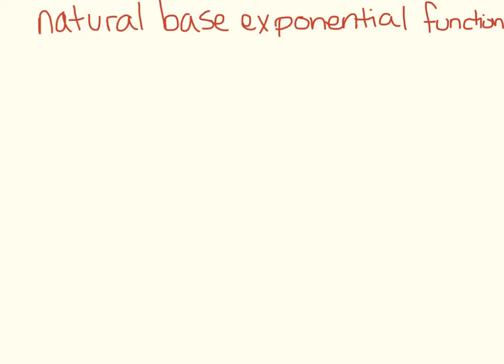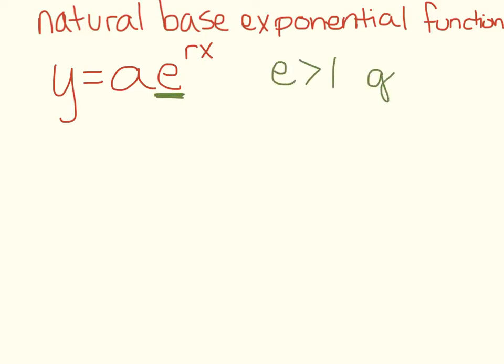All right, now we're going to apply this to the exponentials that we've been doing. Your natural base exponential function is going to be y equals, and then we might have some a value in front of it, and then e, and then we'll put to the rx. So basically, exponential growth and decay, only e is our base. And if e is your base, e is greater than 1, so it's growth. Now, if a was negative, that would change it to decay. And if r was negative, that would also change it to decay. Here's what y equals e^x looks like when you graph it.